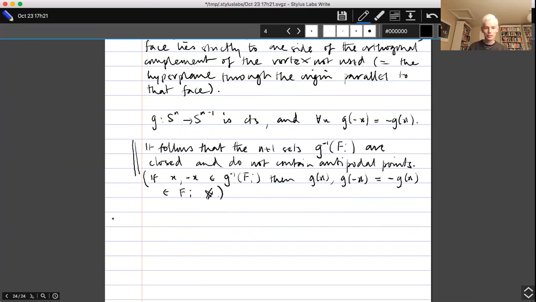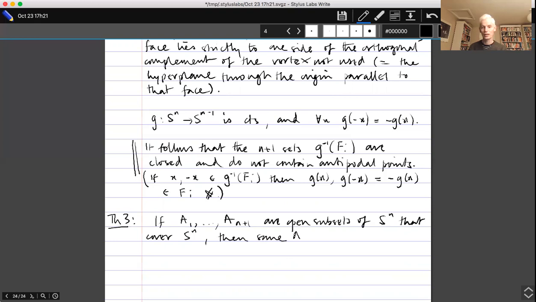Right, let's move on to another equivalent statement. And that is actually the same as theorem 2, except we replace the word closed by open, but I'll write it out. So if A_1 up to A_(n+1) are open subsets of S^n that cover S^n, otherwise known as an open cover of S^n, then some A_i contains a pair of antipodal points.